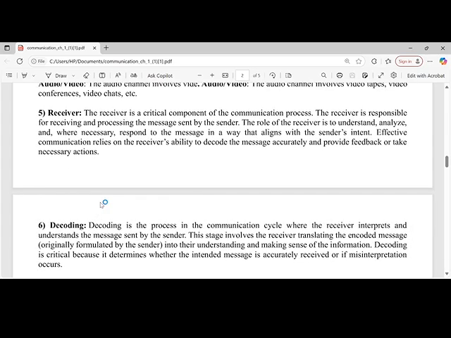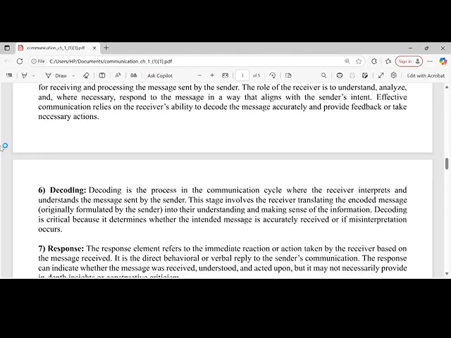Now, receiver. Receiver is the critical component. He is responsible for receiving and processing the message sent by the sender. And the effectiveness of communication relies on the receiver's ability to decode the message. जब तक वो समझ नहीं पाएगा कि सेंडर क्या सेंड करना चाह रहा है, क्या मैसेज कन्वे करना चाहता है, then he cannot decode it properly. और जो मकसद था सेंडर का, वो पूरा नहीं हो पाएगा.